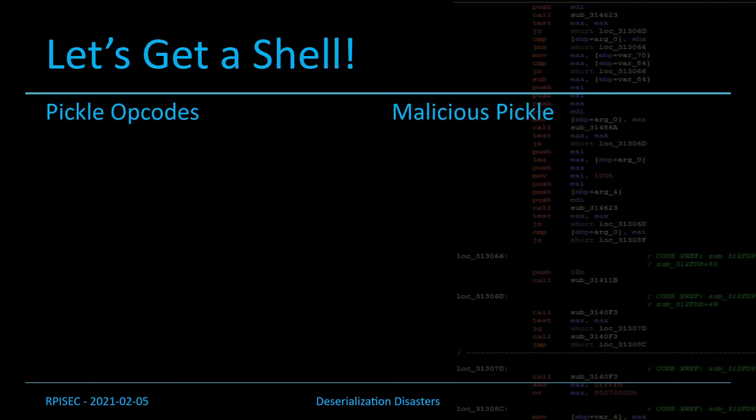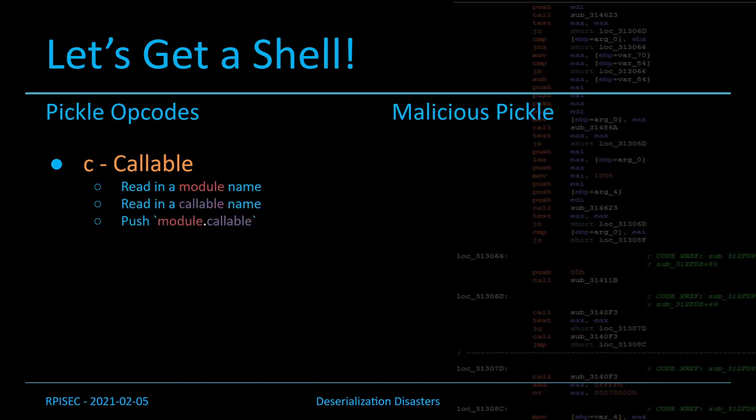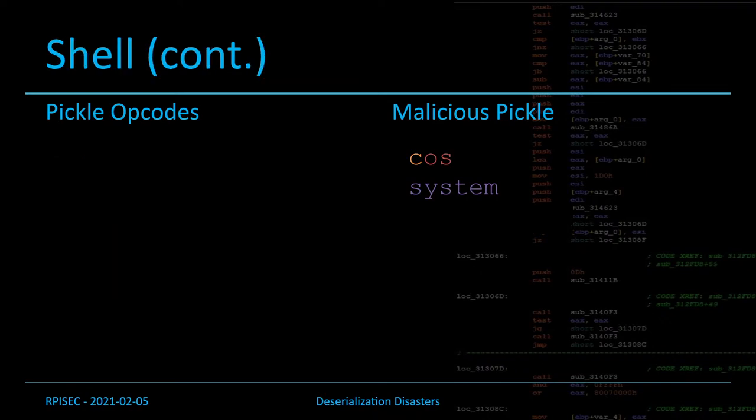So, I want a shell. I have a Pickle. What do I do? Well, what we can do is construct entirely by hand a malicious pickle string and then run it. The first opcode we care about is c for callable. It reads in a module name and a callable name and pushes that to the stack. So, for example, c os system. You can probably see where this one's going. So, there's our pickle so far. And these new lines are important, by the way. It won't work if you just jam it all into one line. So, the left paren is just a little marker.